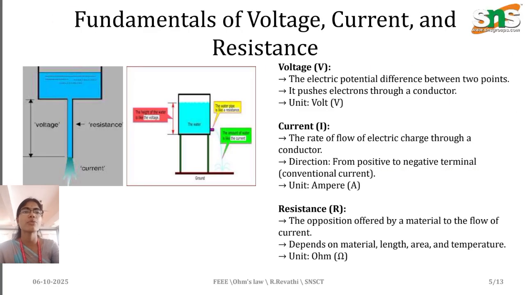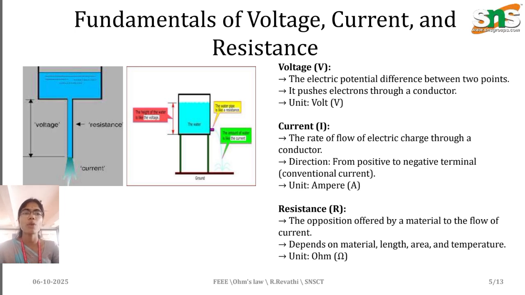Now, fundamentals of voltage, current, and resistance. We all know that potential difference is mainly classified as voltage sources. It pushes electrons through a conductor. Current is the free flow of charges, which are electrons. The voltage pushes the electrons to pass through the conductor. The conductor may be copper, metal, or anything else. Voltage is denoted as V.